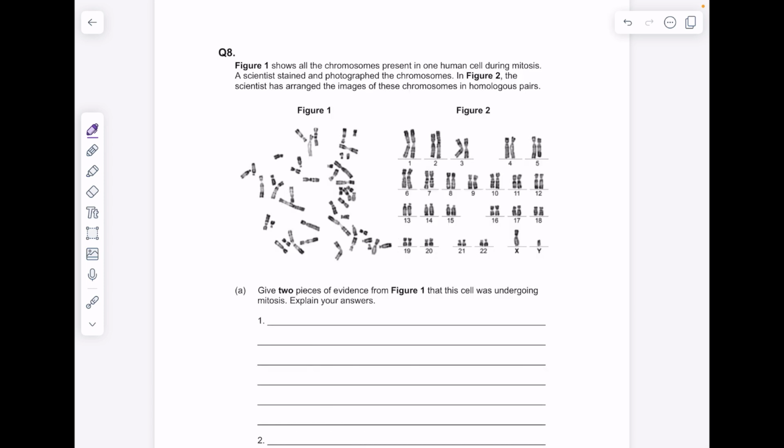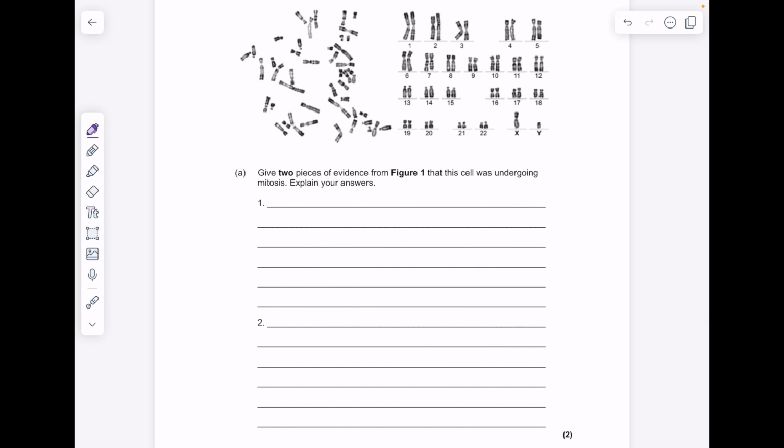Figure 1 shows all the chromosomes present in one human cell during mitosis. A scientist stained and photographed the chromosomes. In Figure 2, the scientist has arranged the images of these chromosomes in homologous pairs. Give 2 pieces of evidence from Figure 1 that this cell was undergoing mitosis. Explain your answers. Your first point is to say that the individual chromosomes are visible because they have condensed.